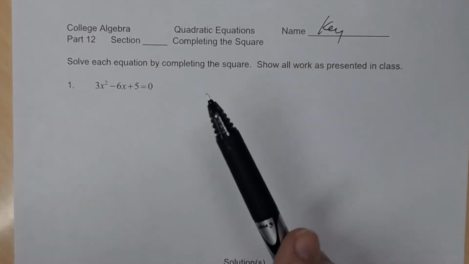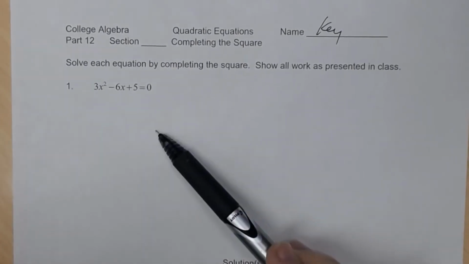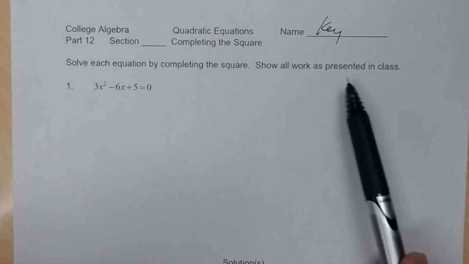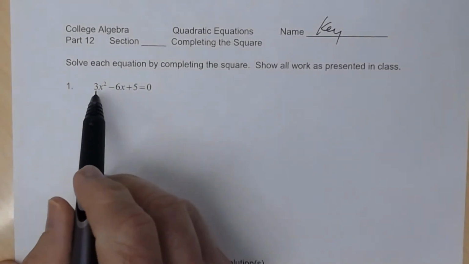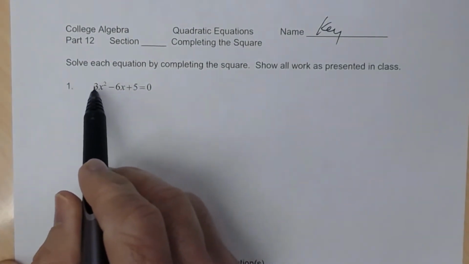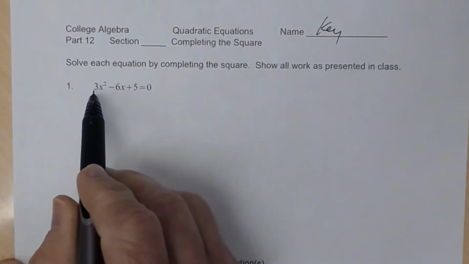Okay, in this worksheet, these are quadratic equations, and you want to solve each quadratic equation by completing the square, and then show all work as presented in class. All right, now notice that for this quadratic equation, the coefficient of x squared is not 1. So when completing the square, you need the coefficient of x squared to be 1.